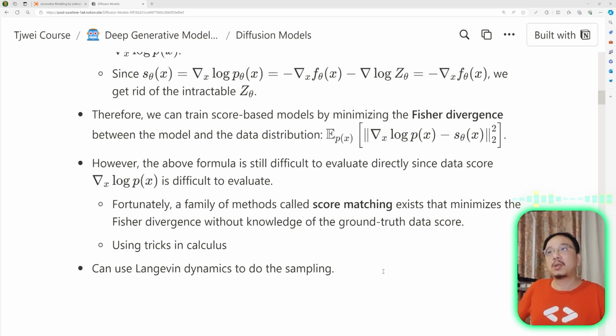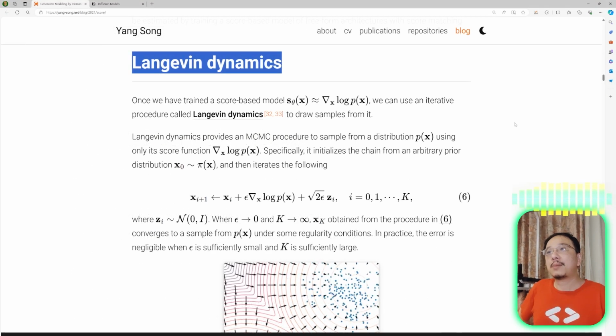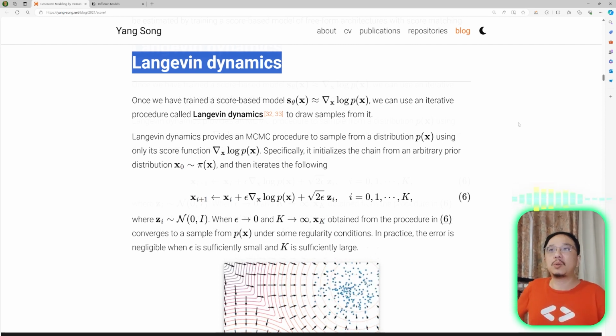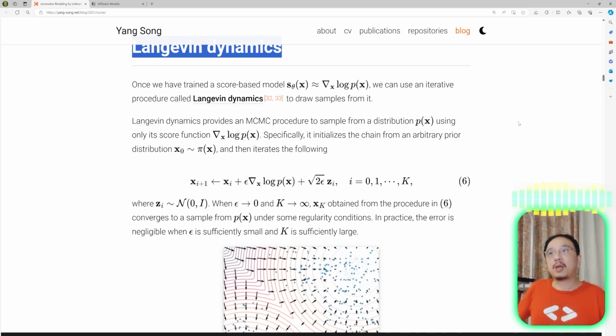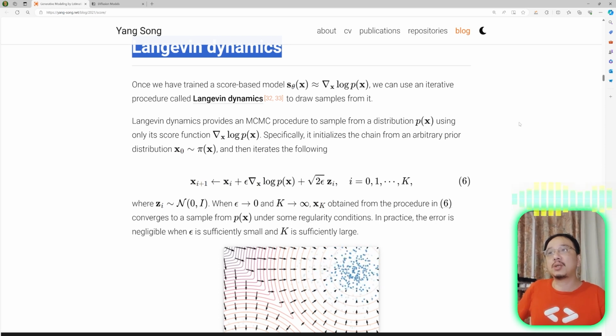How do we use the score function to do the sampling and generate real images? The answer is that we can use the Langevin dynamics to do the sampling. So let's go to the blog post because it has a nice animation. Langevin dynamics is an iterative procedure that allows us to draw samples from the distribution if we already know the score function.